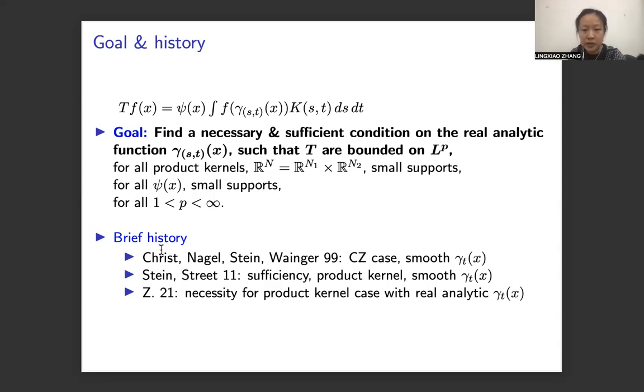Okay, let me give you a brief history. In 1999, Christ, Nagel, Stein, and Wainger studied such operators with Calderón-Zygmund kernel and with smooth gamma. Later in 2011, Stein and Street gave a sufficient condition for such operators to be bounded for all kernels with sufficiently small support, and they are with smooth gamma. And what I did is to prove that the Stein-Street condition is also necessary if we assume gamma is real analytic.